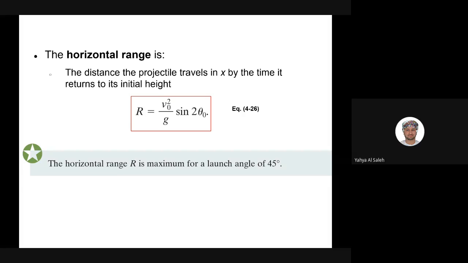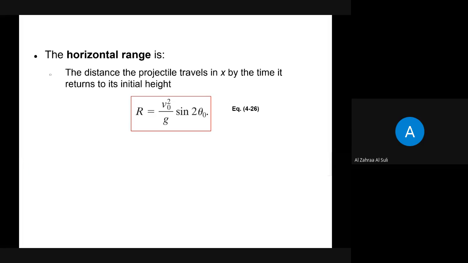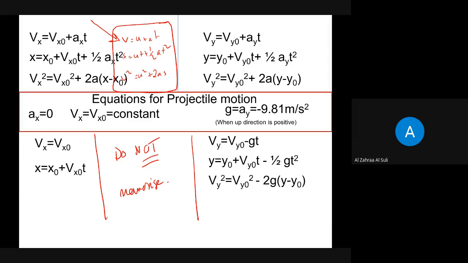Doctor? Yes? Doctor, in the previous slide, can you just go back to the previous slide? Yeah. Why is the sign of the first equation about y positive, and the second one minus? Because of the g? Yes, the sign. Here there's positive and here is the minus.